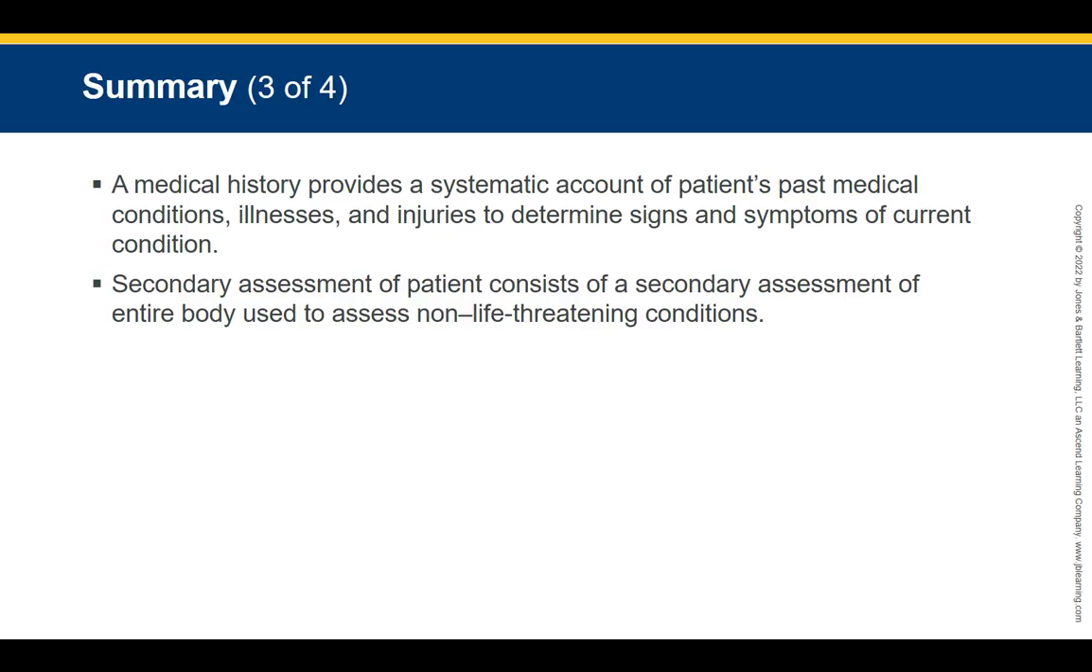Medical history, as we talk about that, gives us a systematic way of relaying a patient's past medical history, their conditions, their illnesses, their injuries, to determine what's going on currently. And then the secondary assessment consists of looking over the body again for non-life-threatening conditions. Scrapes, some boo-boos that could use a Band-Aid or some cleaning up that don't necessarily need to happen, but if you have time for it, you can.